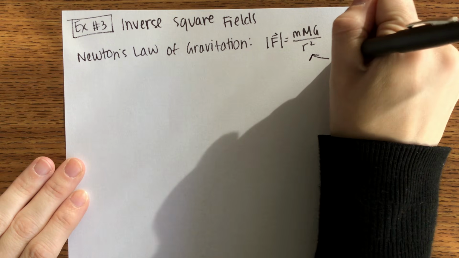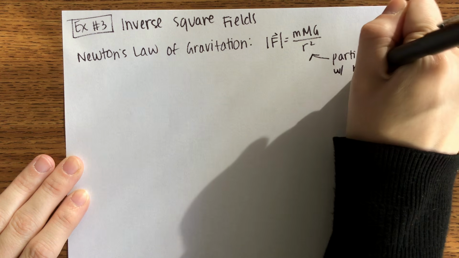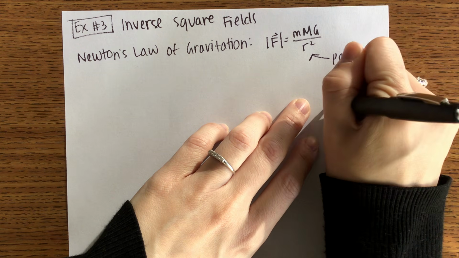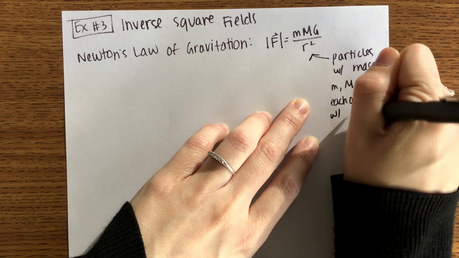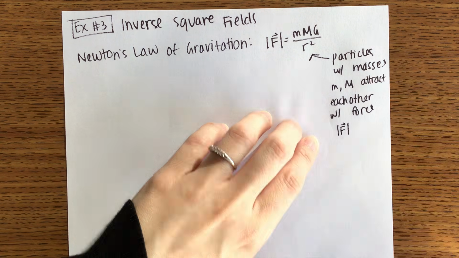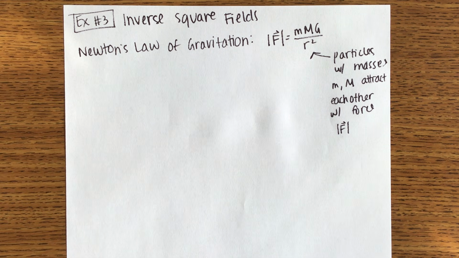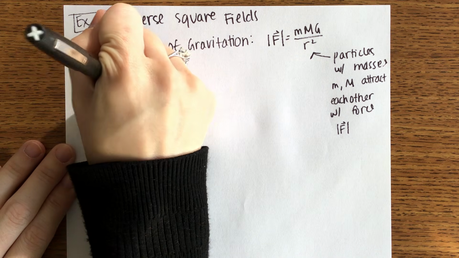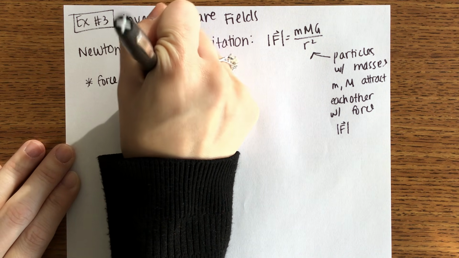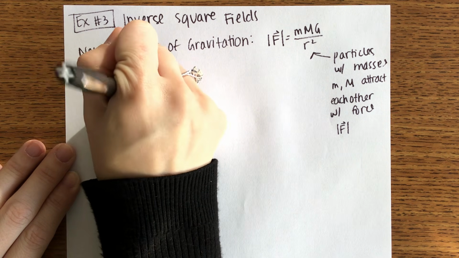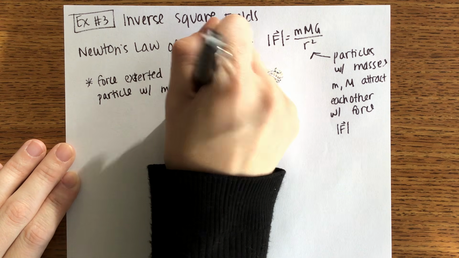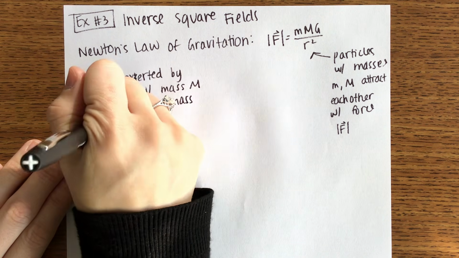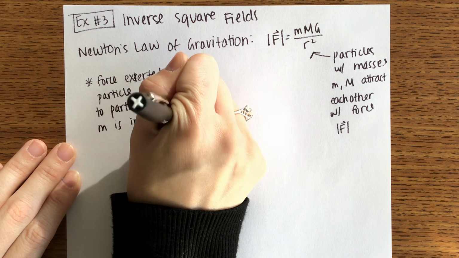Okay. So this says that particles that have masses little m and big M are going to attract each other with a force the magnitude of F. Okay, so the force that is exerted by the particle with a mass of big M to a particle of mass little m is in the direction of a unit vector.